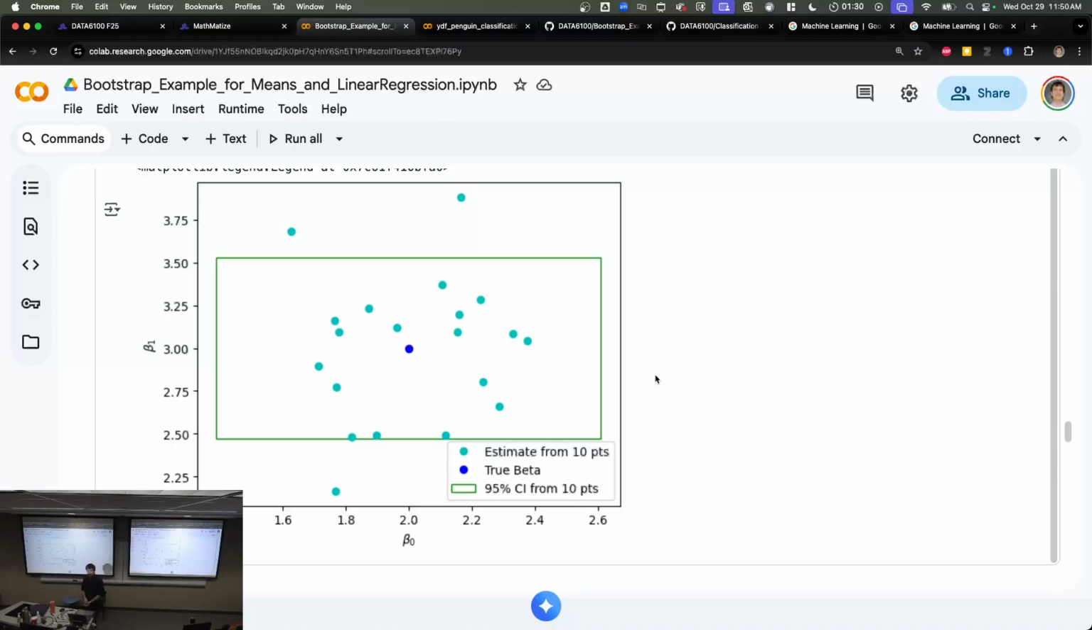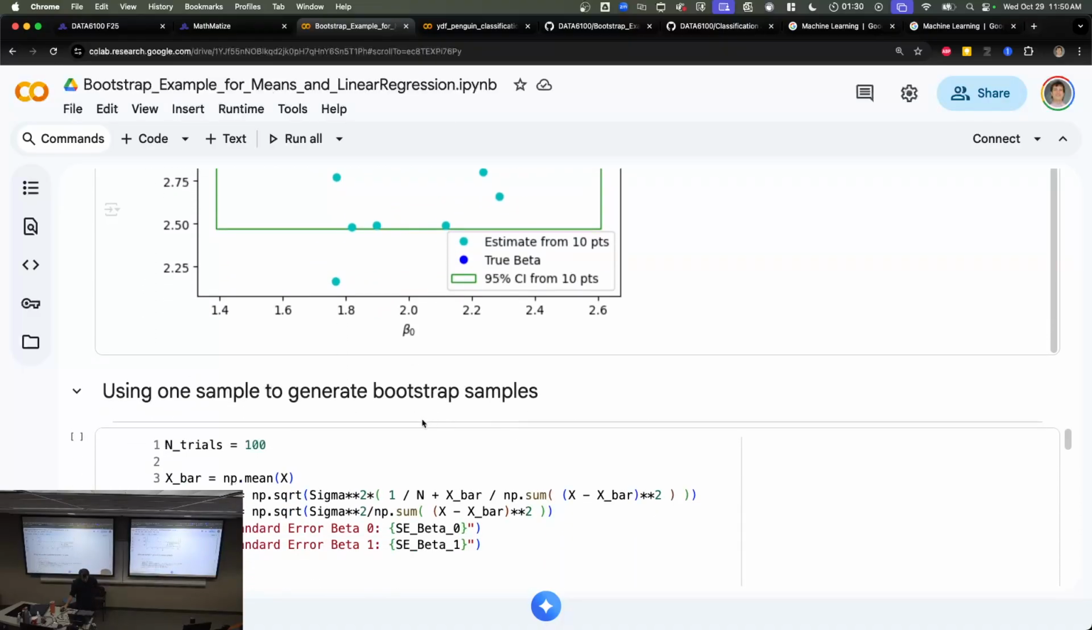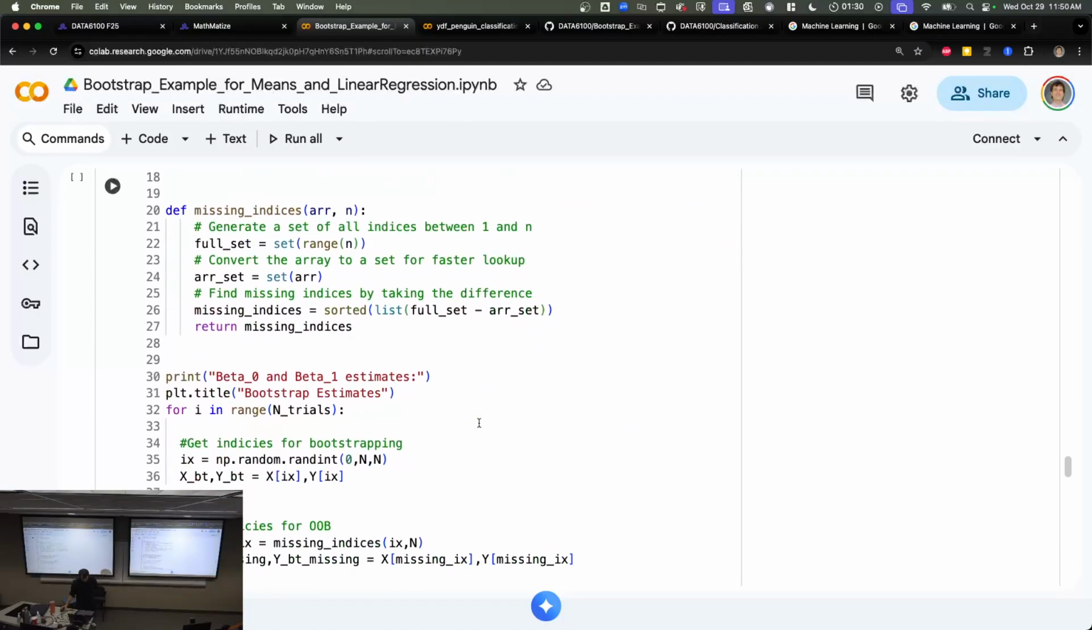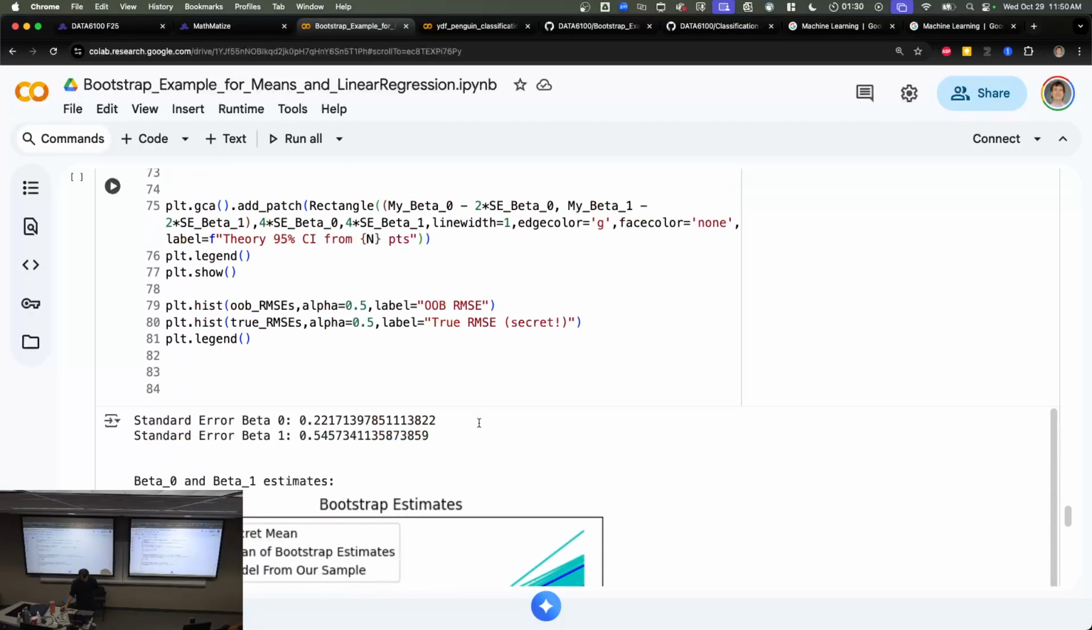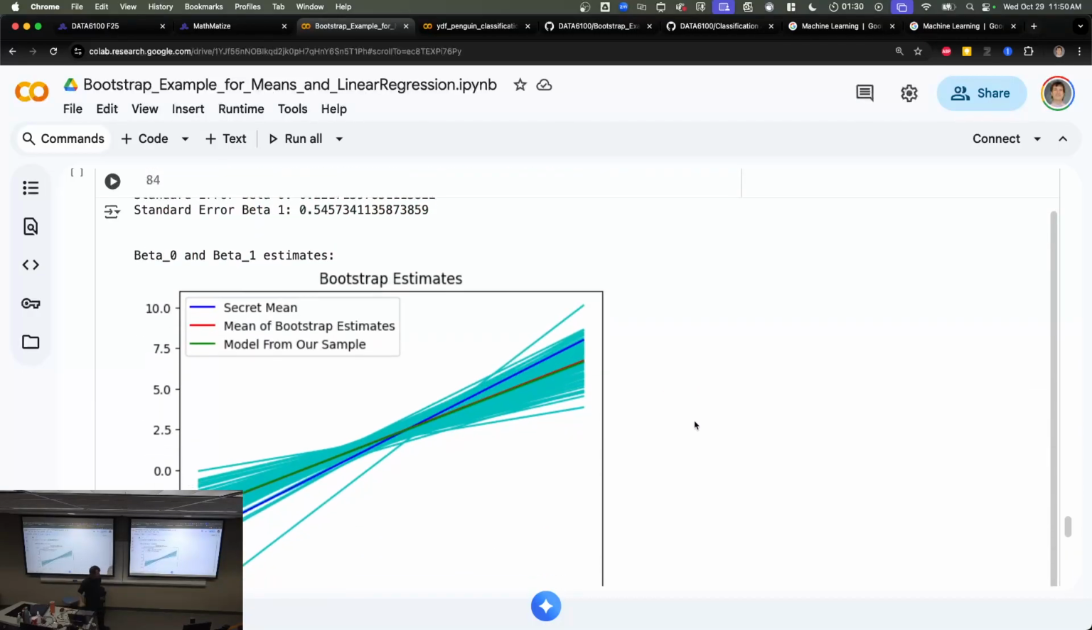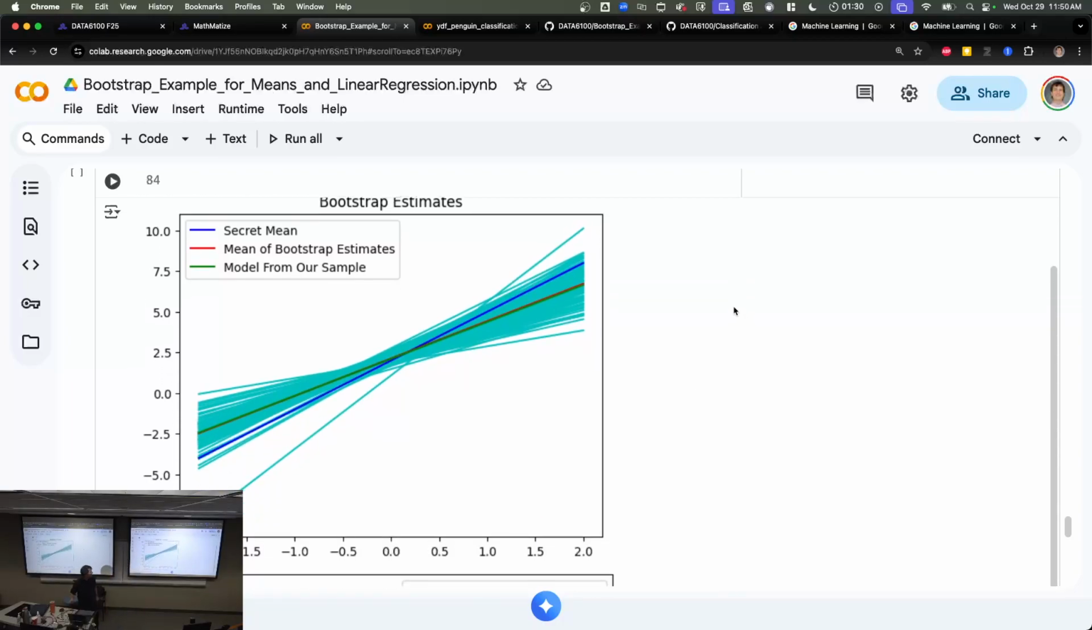This is all stuff we've done before. The new thing is to do it with the bootstrap. So here it is with the bootstrap. If you only have one sample, here's one sample, which I drew in red. This red line is the sample. And I can bootstrap that sample to get new samples, which are in teal.